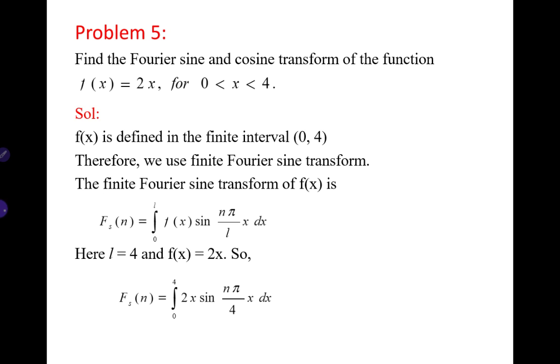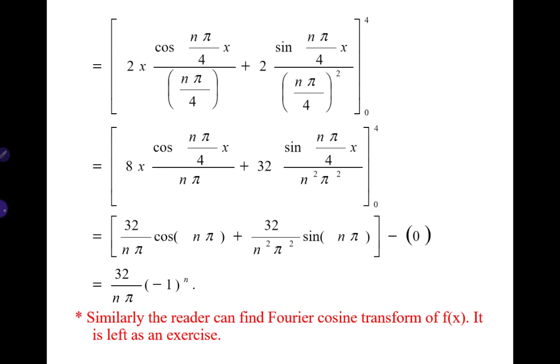Now to integrate, we use integration by parts here. Then we get [2x cos(nπx/4)/(nπ/4) + 2 sin(nπx/4)/(nπ/4)²] within the limit 0 to 4. That is, this 4 goes up and becomes [8x cos(nπx/4)/(nπ) + 4² that is 16 into 2 is 32 sin(nπx/4)/(n²π²)] within the limit 0 to 4.